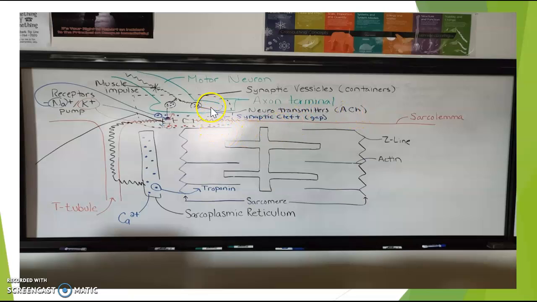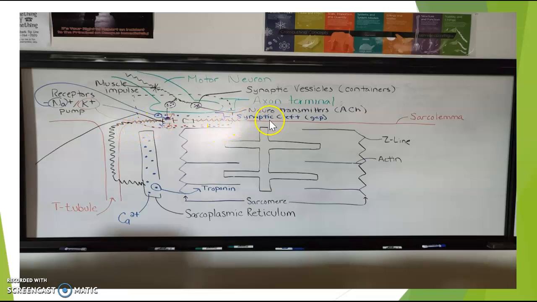Once again, at a synapse, which is where a neuron meets something else, the neuron does not actually touch that something else. So we see the sarcolemma, the cell membrane of this muscle right here, and we do see that there's a space between them. That space is called the synaptic cleft. On the surface of the cell membrane, or the surface of the sarcolemma, there will be receptors. In the case of a synapse with a muscle cell, the name of that receptor is a sodium-potassium pump.